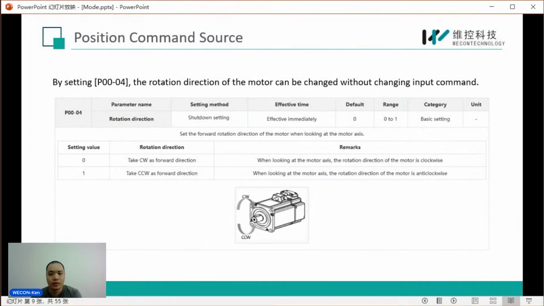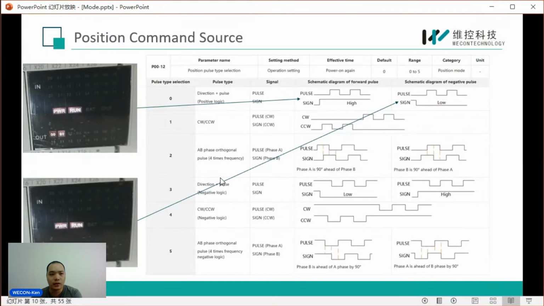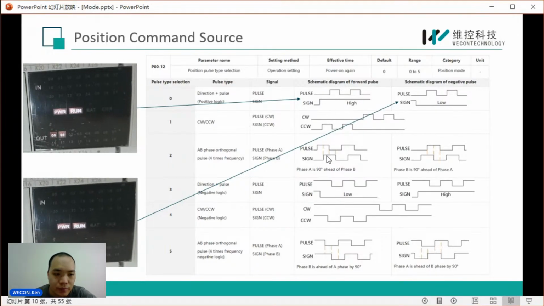Next. This one. P0-04 is used to change direction. Easy to understand. Next. P0-20 is used to set the position pulse type. We usually use the default setting 0, and I will mainly introduce it.